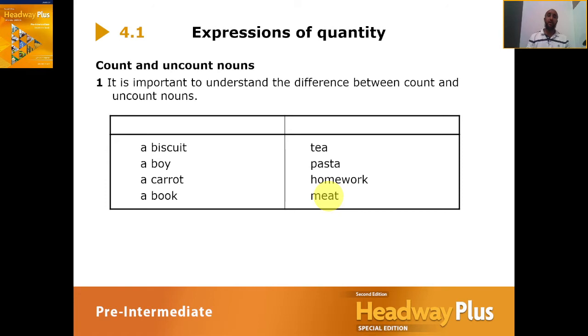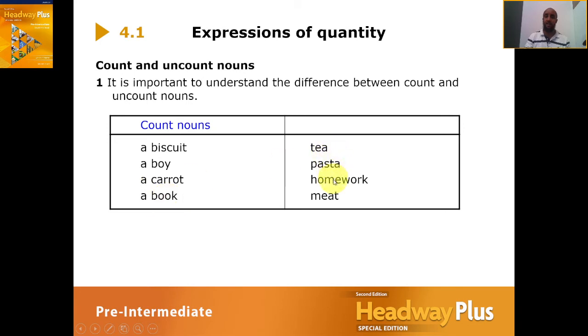Okay, so anyway, one side is going to be countable nouns and the other side is going to be uncountable nouns. You can probably have a guess which one that is. So let's reveal it. The left side is countable because here we have singular nouns, okay? A biscuit, a boy, a carrot, a book.